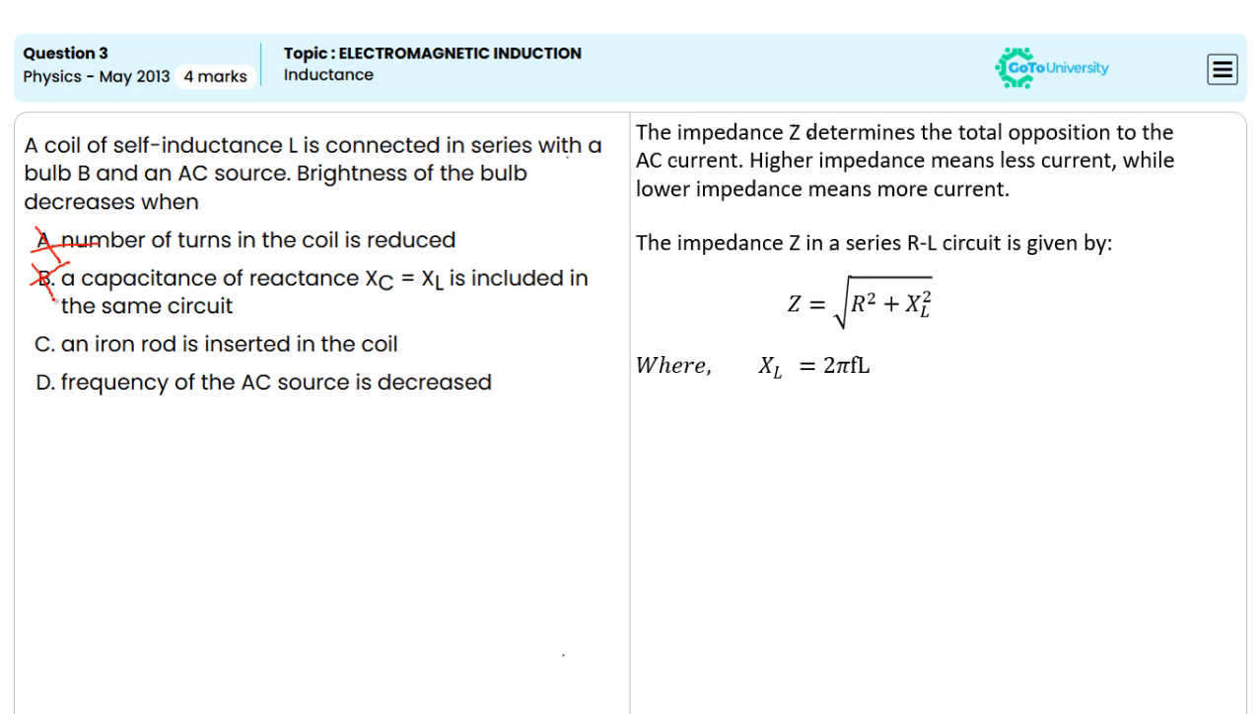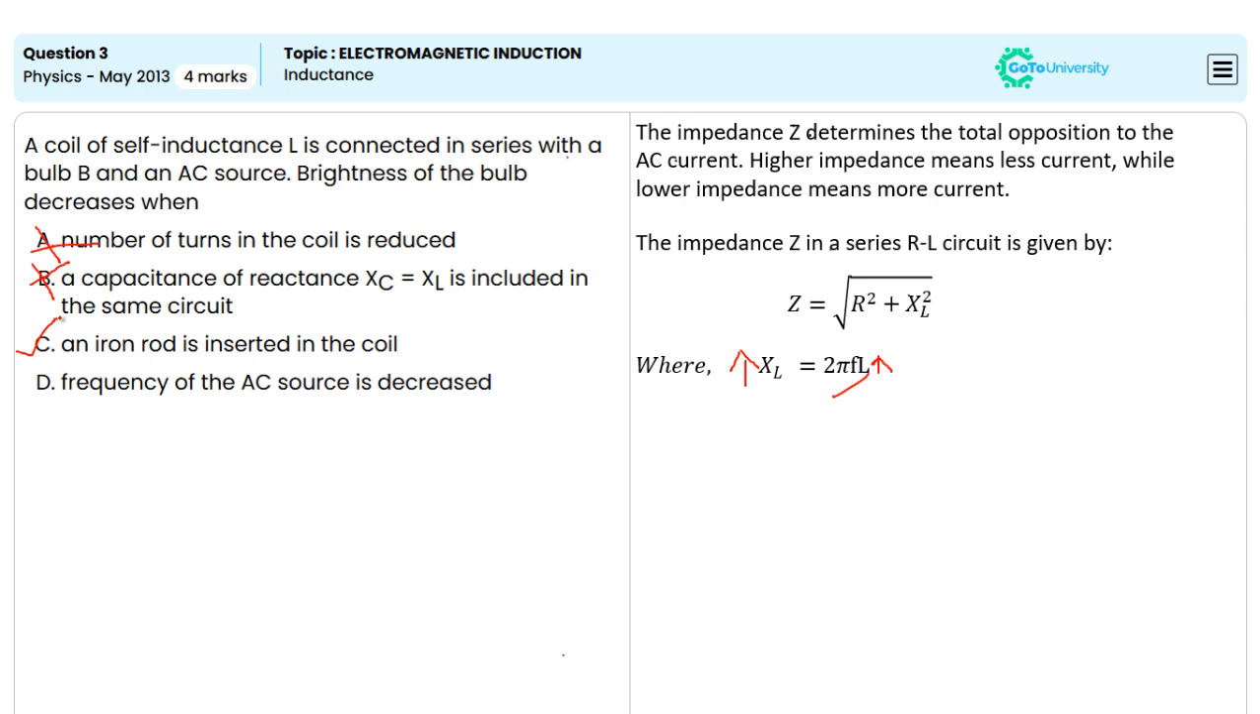Now moving to option C, which is inserting an iron rod. Inserting an iron rod inside the coil increases its inductance L, as the iron increases the magnetic permeability of the coil. This increase in L will lead to higher inductive reactance, which is nothing but XL, which is obvious from the formula, thus reducing the current in the circuit. So if the current is reduced, the brightness of the bulb is also reduced. Hence, option C is the right answer.